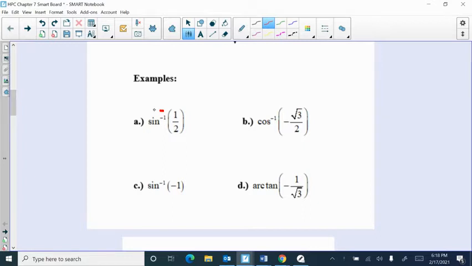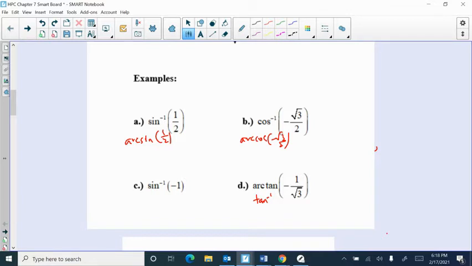sine to the -1, but that's called inverse sine. Another way to note that is putting an arc in front of it. So I could also have said arc sine of 1/2, or I could have said arc cosine of -√3/2. That terminology is interchangeable. If you see arc tan, then you could say inverse tan. The same thing. But what it does is it goes backwards.